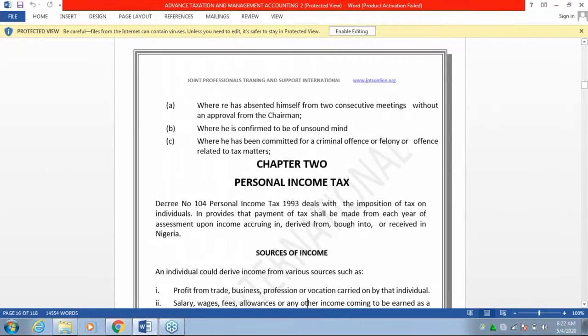Now we are in chapter 2. That is personal income tax. When you look at the Decree number 104 of Personal Income Tax 1993, the decree deals with the imposition of tax on an individual, and it provides that payment of tax shall be made for each year of assessment upon the income accruing in, derived from, brought into, or received in Nigeria.